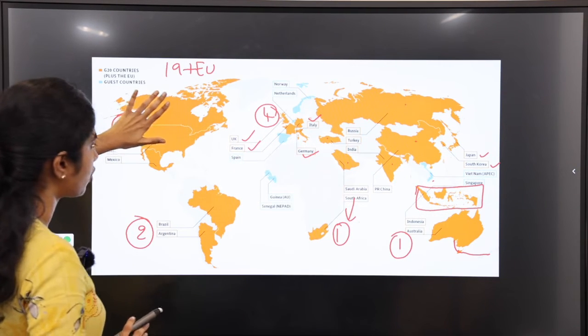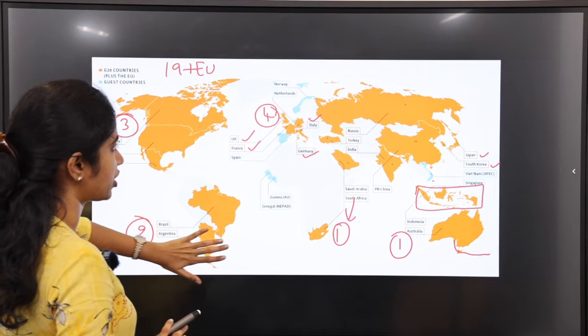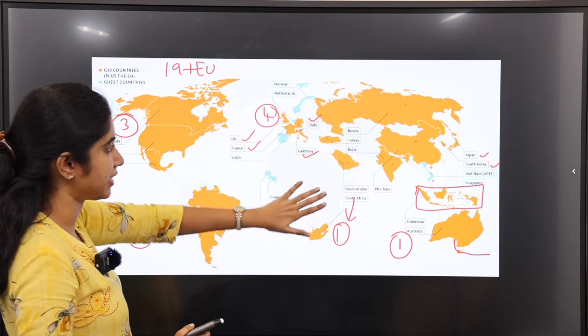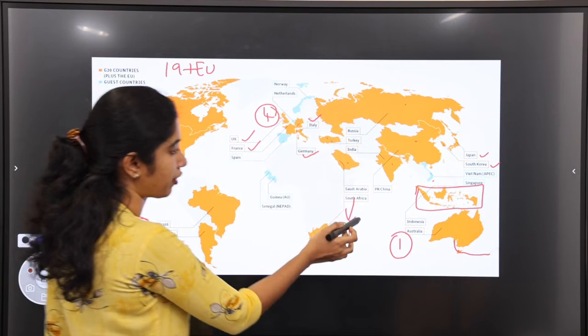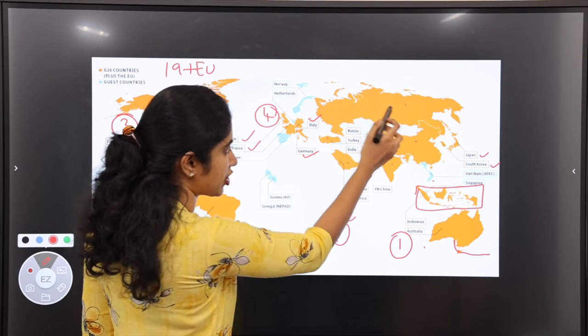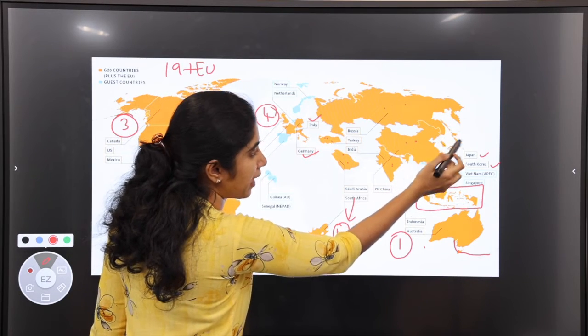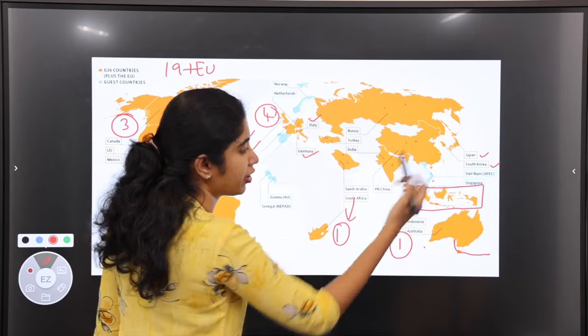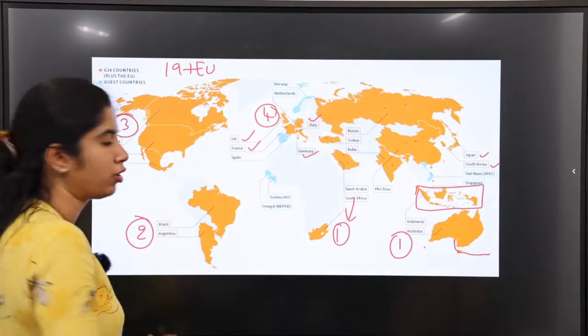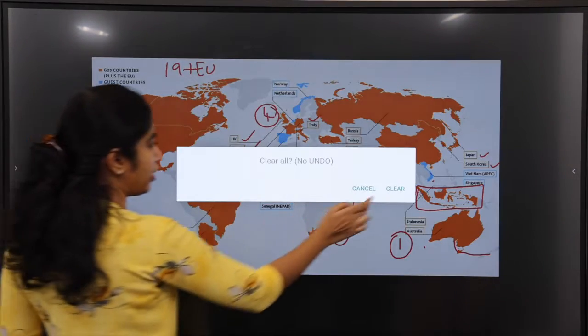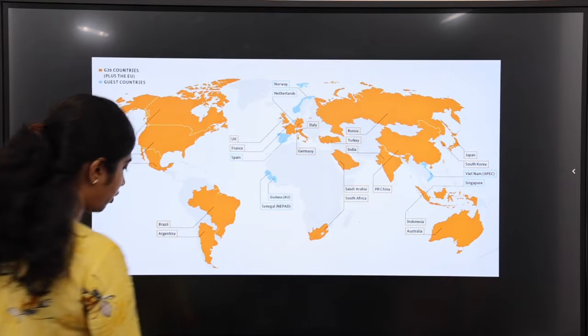So 3 countries in North America, 2 Brazil, Argentina, UK, France, Italy, Germany, South Africa, Australia, Russia, China, India, Turkey, Saudi Arabia, Japan, South Korea and Indonesia, plus the European Union. These are the 20 member countries of G20.